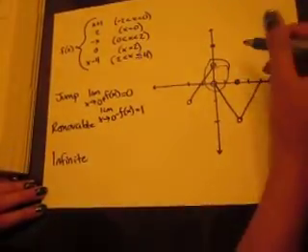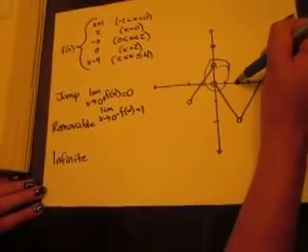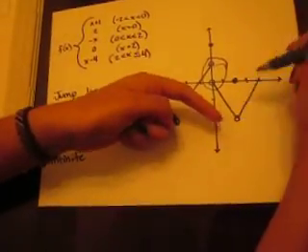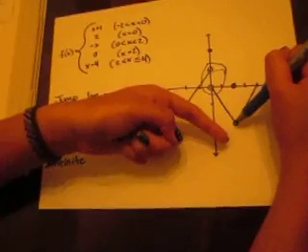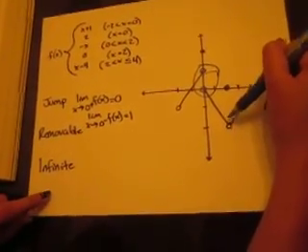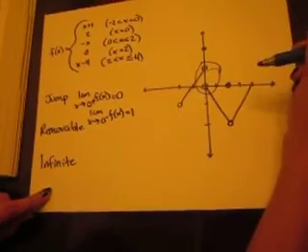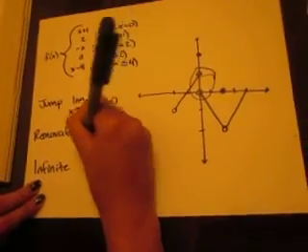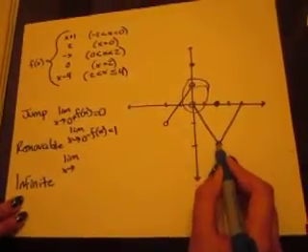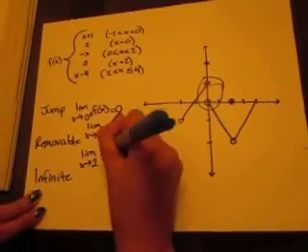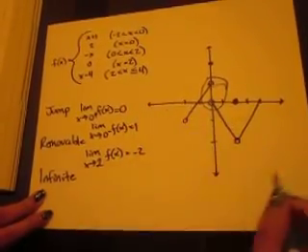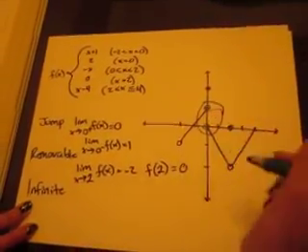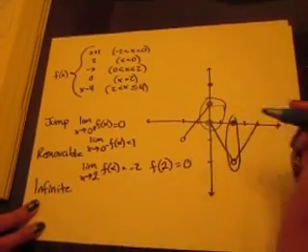A removable discontinuity would be at x equals 2, because f of x tends to the same point from either side. However, f of 2 actually equals 0 instead of the expected -2. So the limit as x tends to 2 of f of x is equal to -2, but f of 2 actually equals 0. So that's a removable discontinuity.